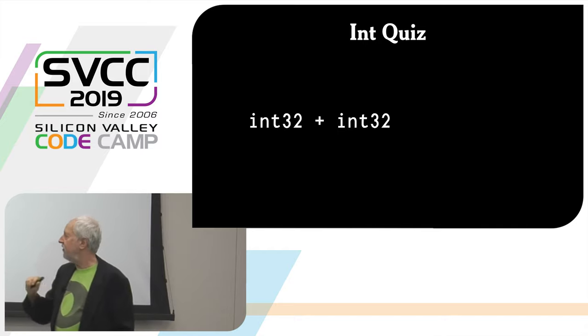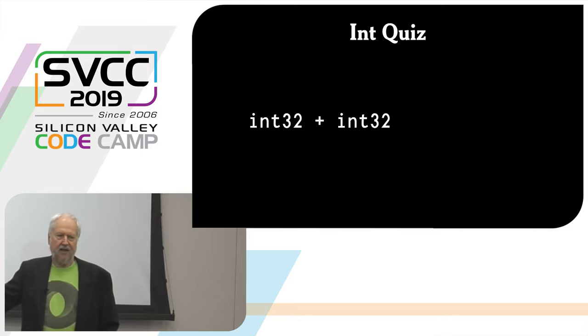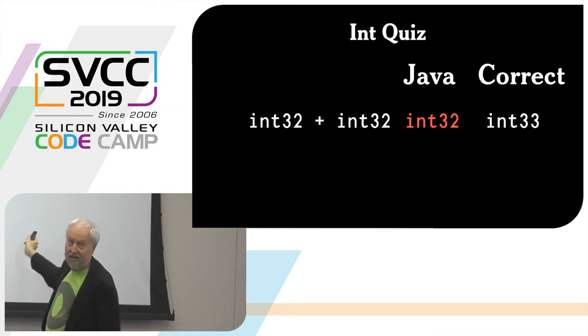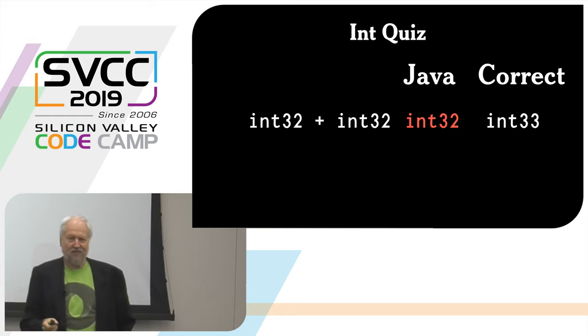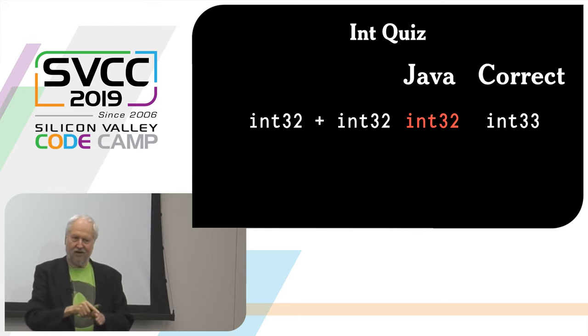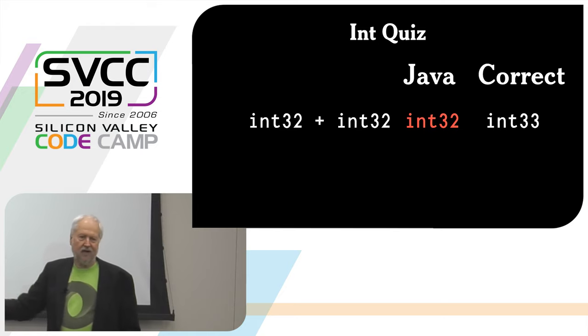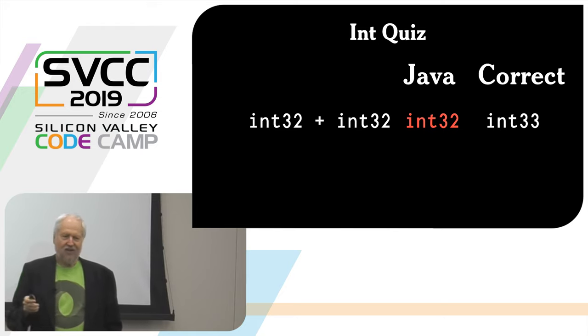So the question is, int32 plus int32, what is the result type? Any guesses? Did I hear int32? Oh, you're close. The correct answer is int33. Int33 is the right answer, because anytime you do an addition, there's a chance you're going to end up with one more bit than you started with. If you add one and one in binary, you can get 10, right? That's two bits, and so it can grow. Now, for those of you who said 32, Java agrees with you. Java also got it wrong. So let's try another one.